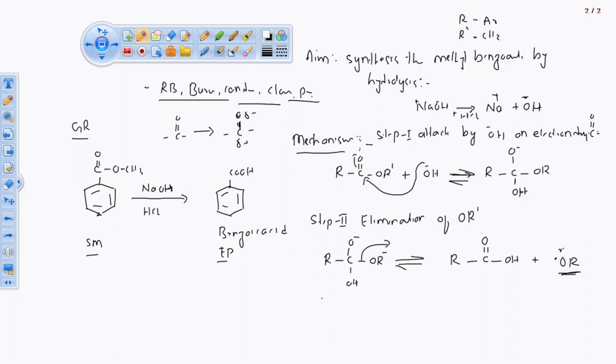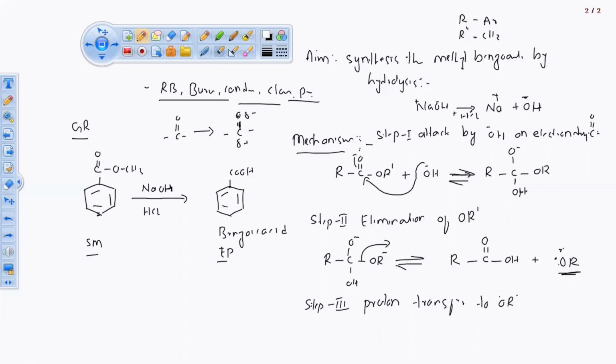Eliminated. Now we are going to the third step, step 3. What are we going to do in step 3? The transfer of proton: we are going to transfer it to OR. So now this one is a free radical, we are going to give a proton to this one.